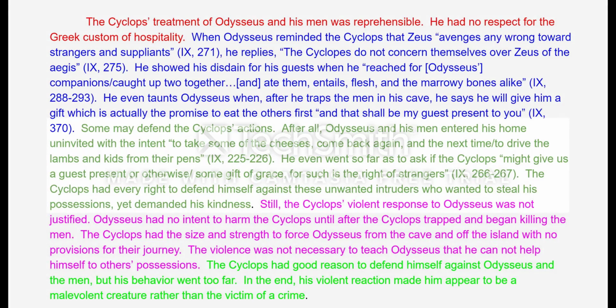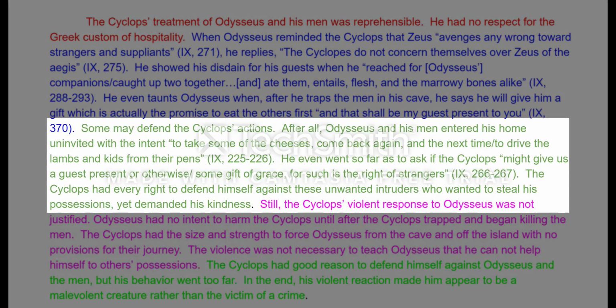I move on to my counterclaim that's going to acknowledge the opposite side of my argument. I've written, "Some may defend the Cyclops' actions. After all, Odysseus and his men entered his home uninvited with the intent to take some of the cheeses, come back again, and the next time to drive the lambs and the kids from their pen." And see, I cite the opposite side as well to show readers that I have a very well-formed opinion.